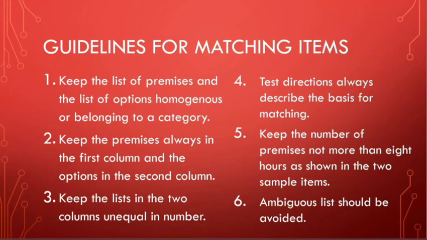Again, for guideline number 3, keep the lists in two columns and equal in number. It's because if all the options were already chosen, at least you have one remaining distractor together with the correct answer. So it will not immediately dictate that the item that's left is the correct answer.